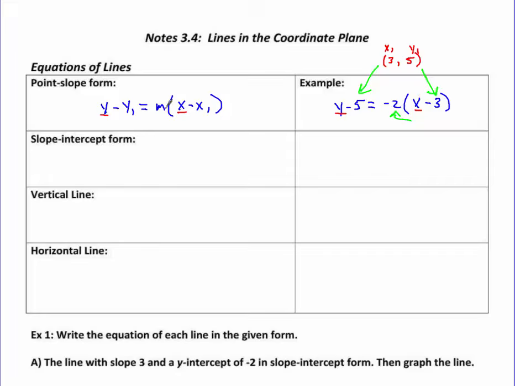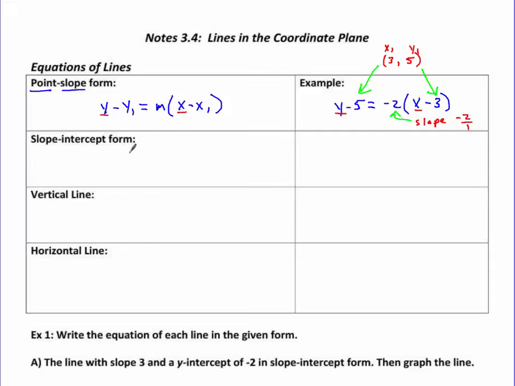And then this negative 2 out in front of everything is our slope. So it's negative 2 over 1. That means it goes down 2 over 1 with our rise over run. So that's just a quick reminder, point slope form. It's called that because when you look at an equation that's in point slope form, you can see a point and you can see the slope just by looking at the equation.